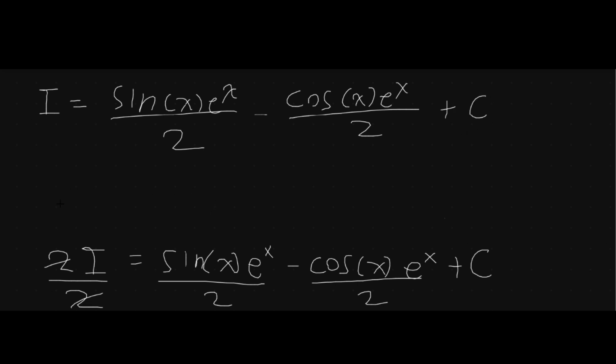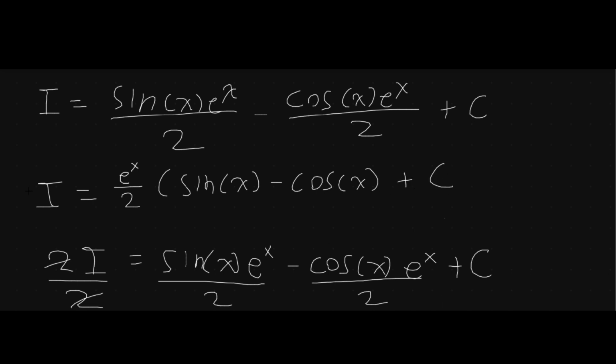And we can simplify this further by taking these outside. We can factorize both of these, and if we factorize them outside, we say that e to the x over 2, we open the bracket, sine of x minus cosine of x, plus the constant of integration, and this is our final answer.